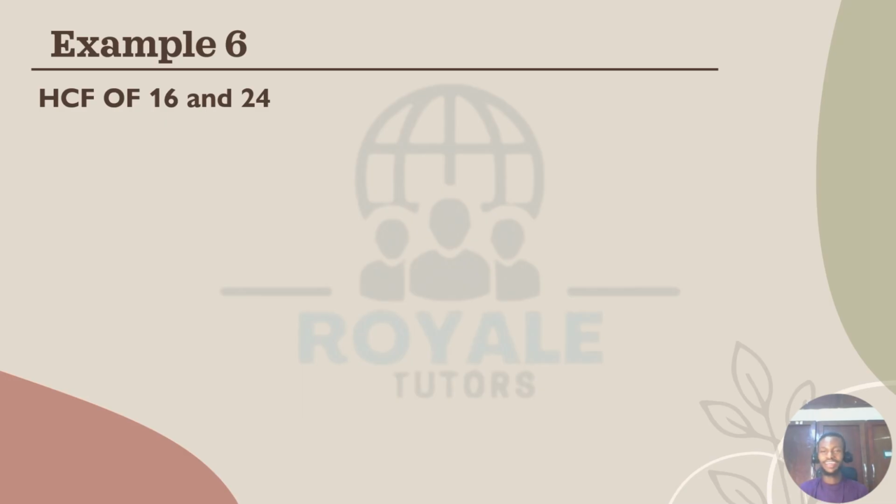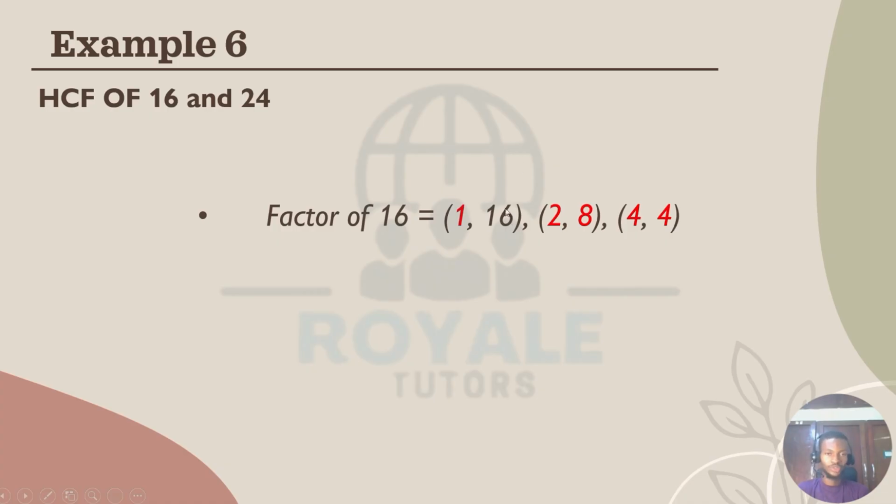Let's see the answers. So the factors of 16, we have 1 and 16 to give 16. We have 2 and 8, that is 2 times 8 to give 16. And we have 4 times 4 to give 16.